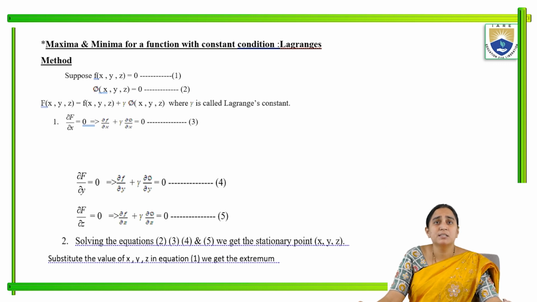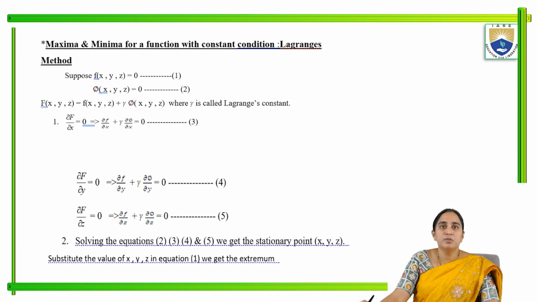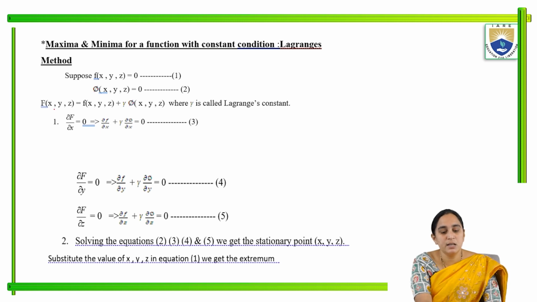Next, an alternative method for maxima and minima: Lagrange's method. This is an alternative method for finding maxima and minima of functions. Suppose f of x comma y comma z is equal to 0 and phi of x comma y comma z is equal to 0. We assume one as the function and one as the condition. Take the Lagrange's function capital F of x y z equal to small f of x y z plus lambda into phi of x y z, where lambda is called Lagrange's constant.